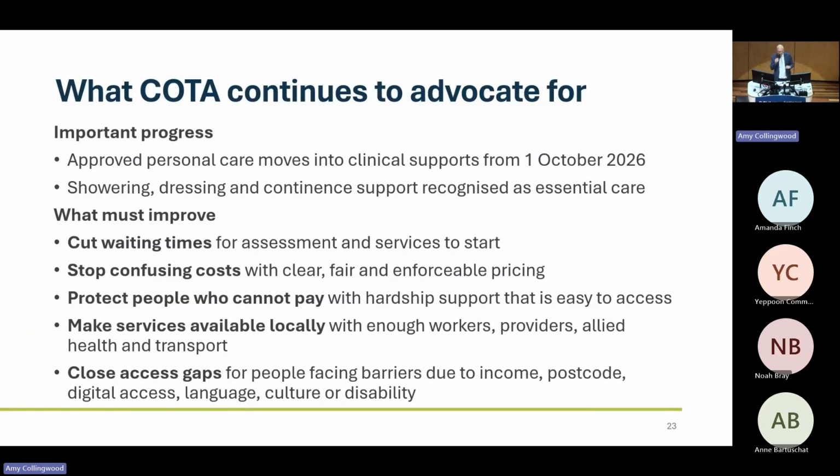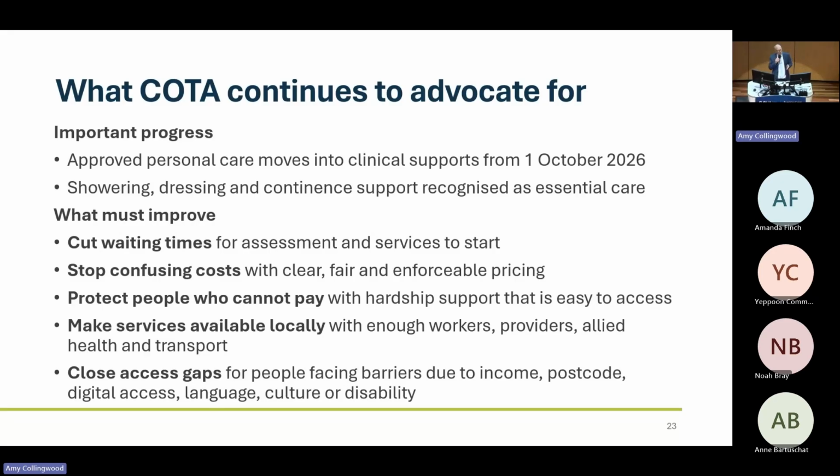One of the most recent changes of the things that we weren't happy with, of course, is the inclusion of showering, dressing, and non-clinical continence support being recognised in that clinical care. And that's the one, as Lucy mentioned, where there is no contribution. And we think that's a really good base to be working on. But that took a lot of advocacy nationally for us to argue the case. There's still lots of things to improve on.